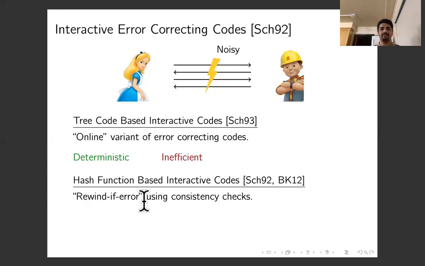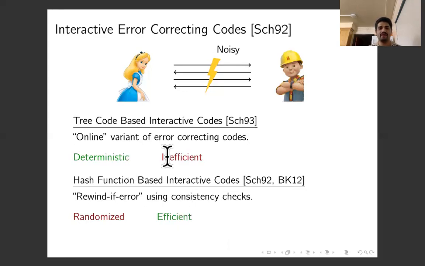The transcripts are the same and the parties can continue the simulation. If they do not match, then there was an error and you need to rewind and try to fix the error. So this forms the second paradigm studied by Shulman in '92 and also by BK12 and many other works. And this paradigm uses hash functions, so it is randomized, but it is efficient because we have efficient constructions of hash functions. And the question we study in this paper is whether you can get the best of both worlds.